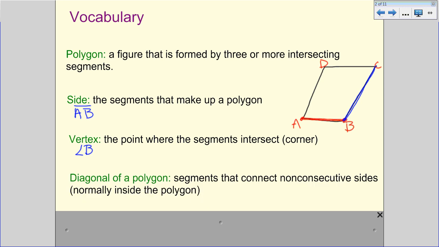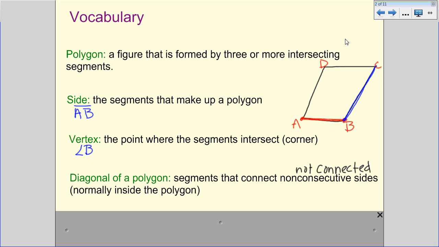And then we have diagonals. The diagonals of a polygon are segments that connect non-consecutive sides. So AB and BC are consecutive sides. They are one right after the other as we travel around the outside. So we're looking for segments that connect sides that aren't already connected. So AB and BC are already connected. Non-consecutive would mean not connected. That's another way to think of it.